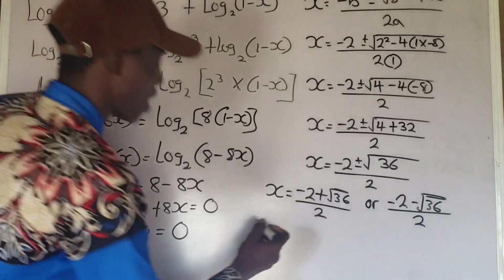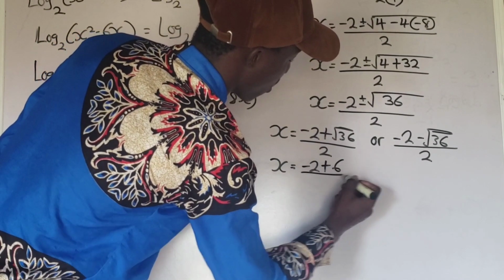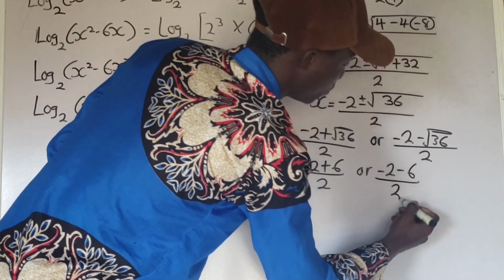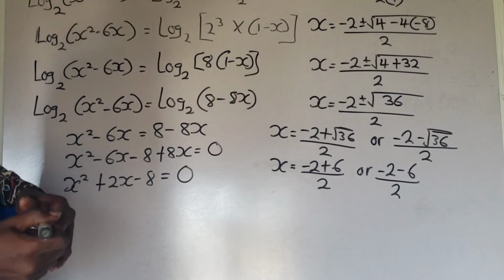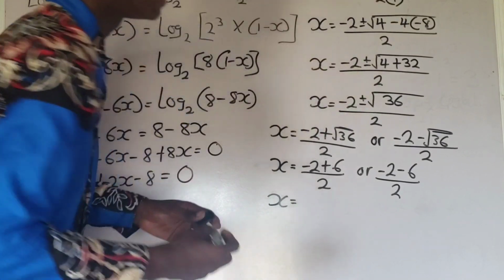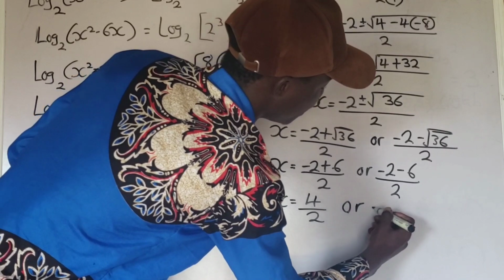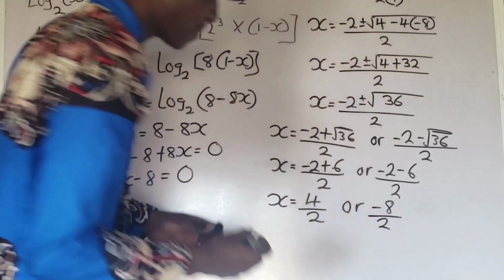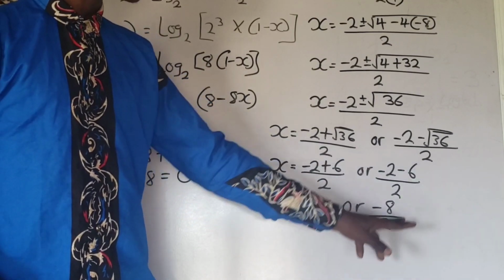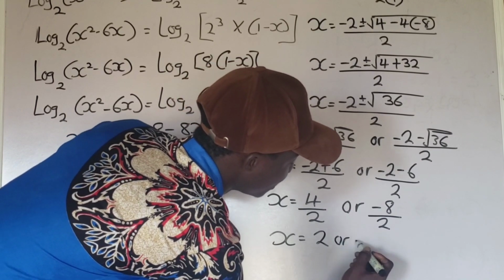So for this, I'm going to have x equals negative 2 plus 6 all over 2, or negative 2 minus 6 all over 2. Do you understand? The square root of 36 is 6. 6 times 6 will give us what? 36. So x will be equal to negative 2 plus 6, which is 4, so I'm going to have 4 over 2, or negative 8 all over 2. I'm very sure you understood how I got this. Negative 2 plus 6 is 4. Negative 2 minus 6 will give us negative 8. So for this, I'm going to have x equals 2 or negative 4.